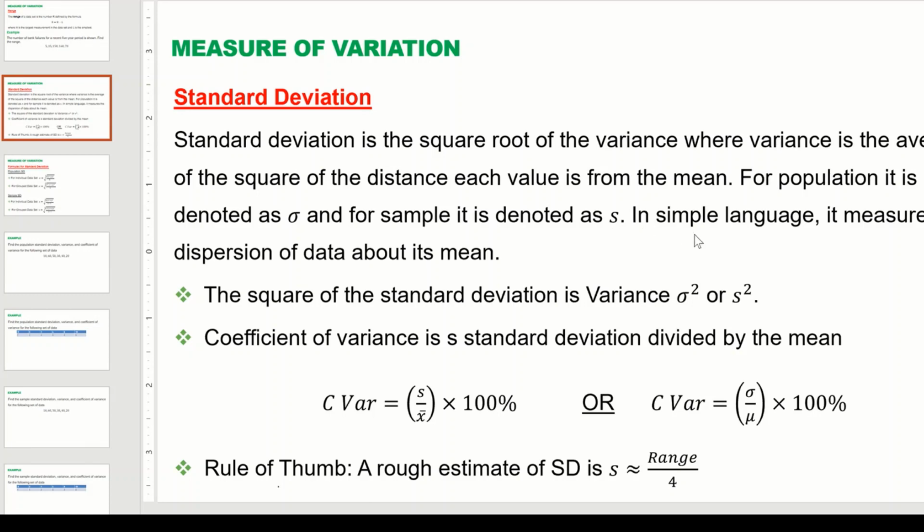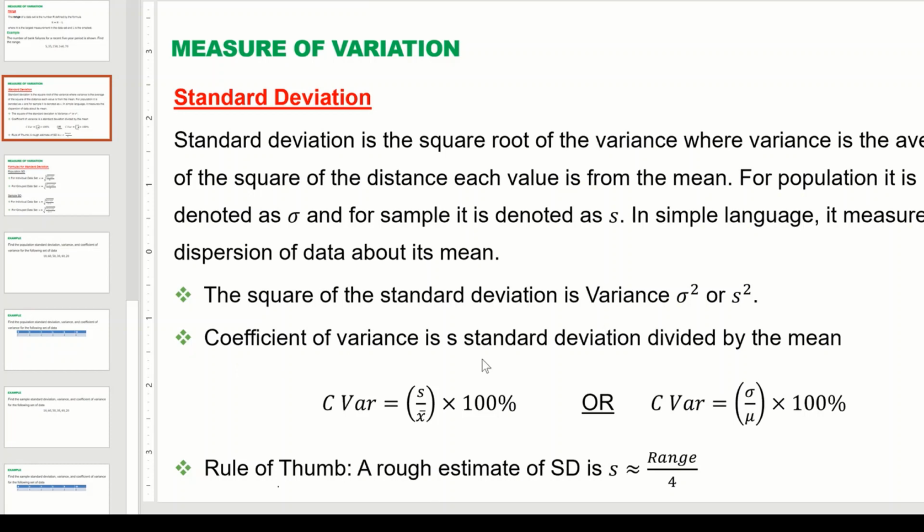In simple language, standard deviation is the measure of dispersion of the data about the mean. How much data is spread about the mean. There are a few things that we need to know when exploring the standard deviation. The first one is the square of the standard deviation is variance. We denote this as sigma squared or s squared.